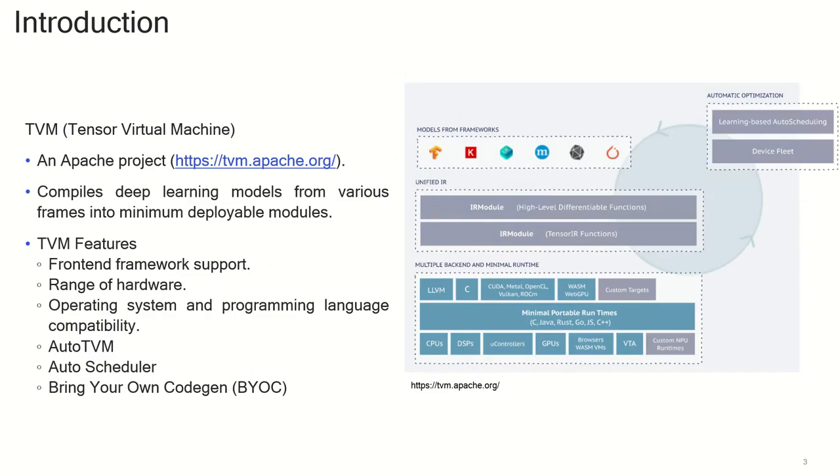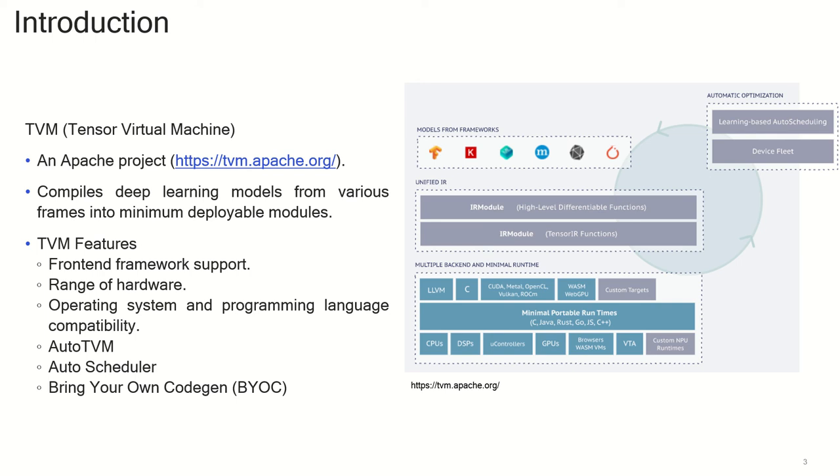Coming to TVM. TVM is Tensor Virtual Machine and is a well-known open source compiler framework. It's an Apache project. It basically compiles deep learning models from various frameworks into minimum deployable modules with many different backends. TVM can import models from many frameworks like TensorFlow, PyTorch, ONNX, CoreML, and many more. TVM supports a large range of hardware via many backends like LLVM, OpenCL, CUDA, and many more.